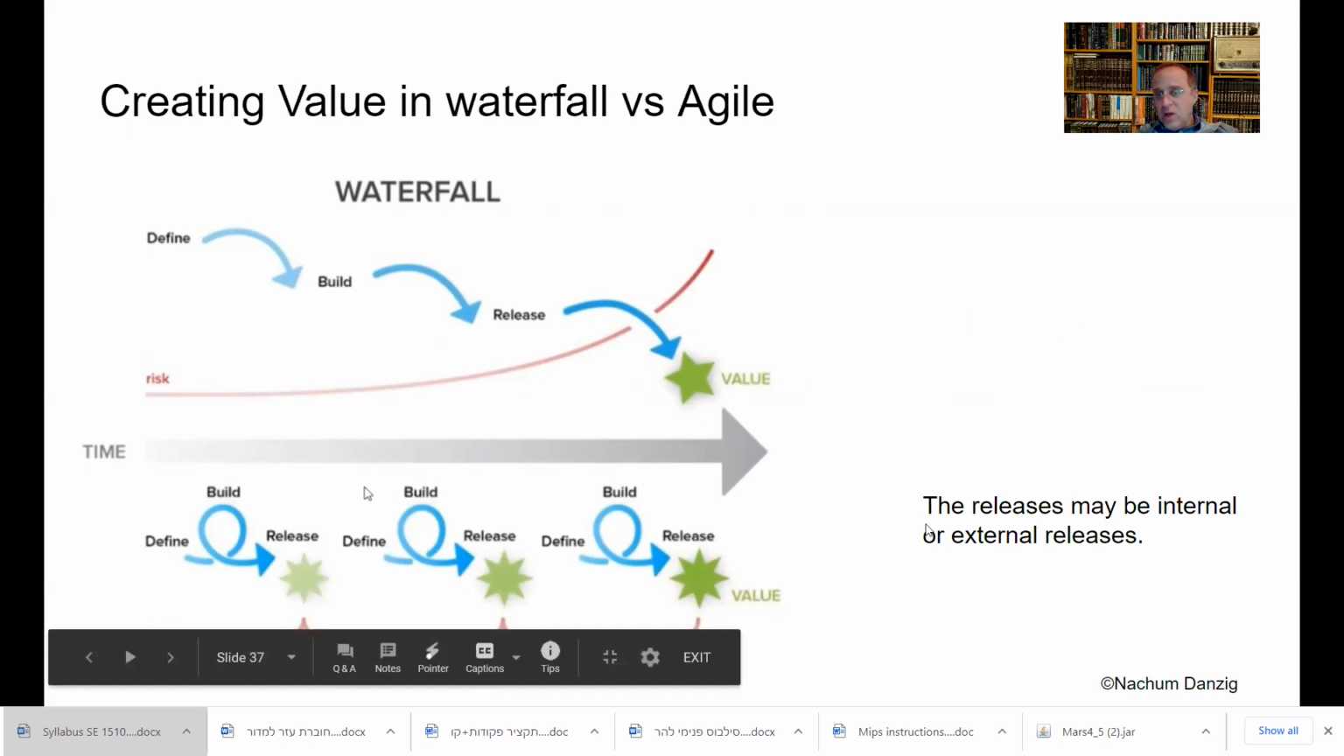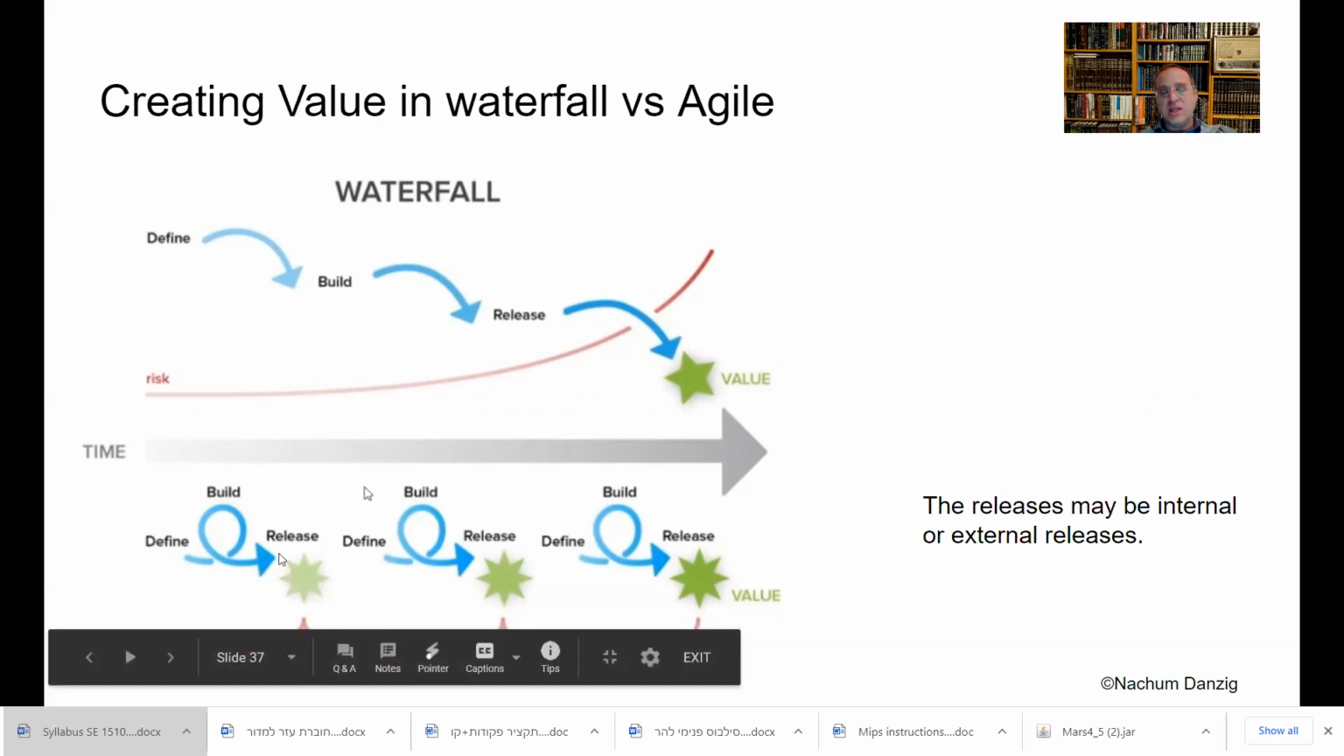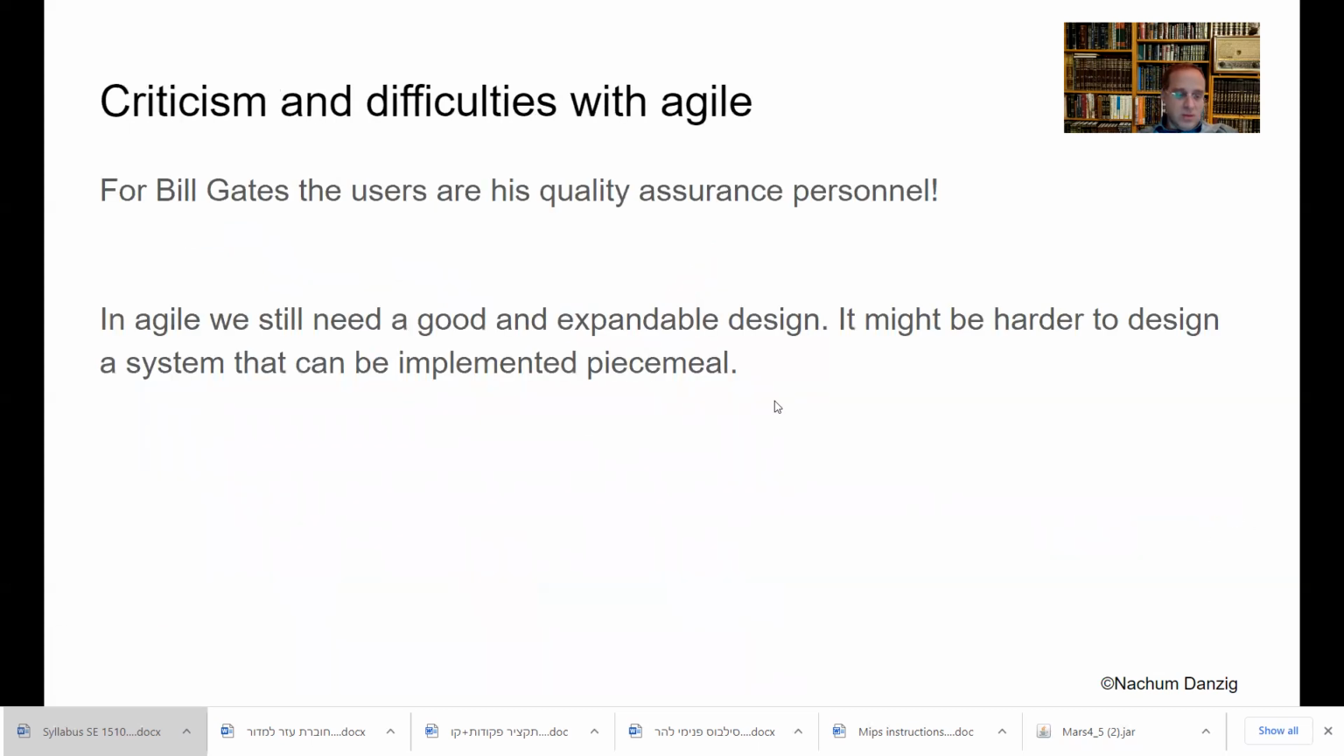Now, there's a key point here. The releases may be internal or external releases. There's a concept of an internal release, which means I released it, now I'm considering the software usable, but I'm not actually selling it yet. I'm releasing it internally to be tested. Remember, in the waterfall, they don't test until the whole thing is finished. Here, I will release it internally so that it can be tested. Let me add that.